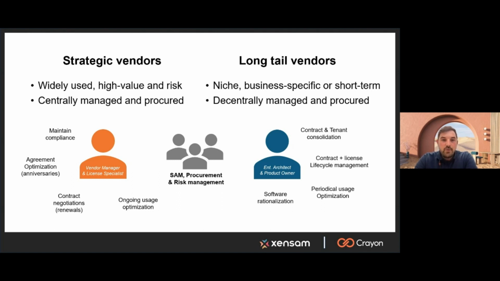Usage optimization as well. But then one thing that I'm going to focus on today is software rationalization. When you have thousands of different vendors, how can you establish what you should be using for what purpose, and make the software stack of the organization smaller and not have so-called vendor sprawl?